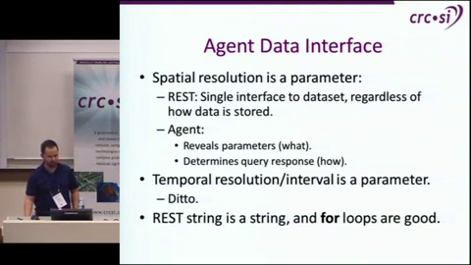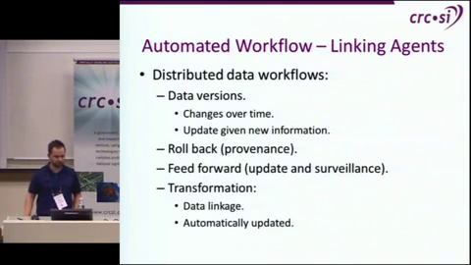Using this approach, spatial resolution is a parameter and temporal resolution is a parameter. So doing queries using a for loop, it's actually really easy to generate motion maps by incrementing over a year. Okay, I'm going to skip some of these ones.